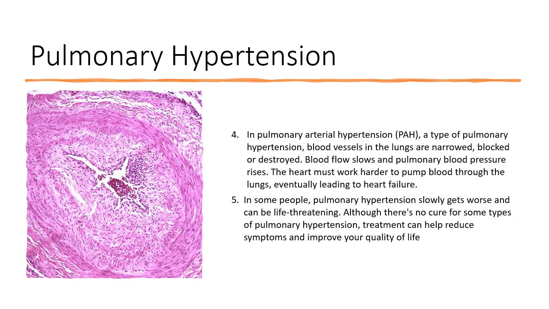In pulmonary arterial hypertension, or PAH, a type of pulmonary hypertension, blood vessels in the lungs are narrowed, blocked, or destroyed. Blood flow slows and pulmonary blood pressure rises. The heart must work harder to pump blood through the lungs, eventually leading to heart failure. In some people, pulmonary hypertension slowly gets worse and can be life-threatening. Although there is no cure for some types of pulmonary hypertension, treatment can help reduce symptoms and improve quality of life.